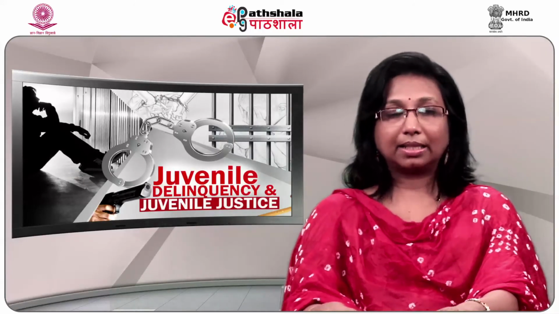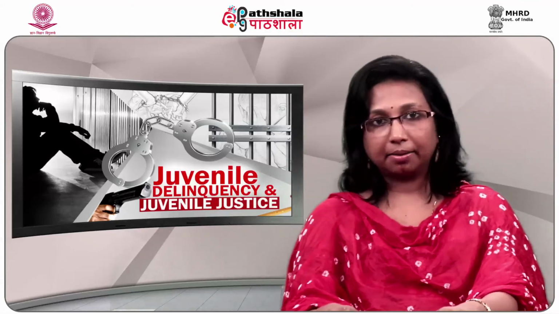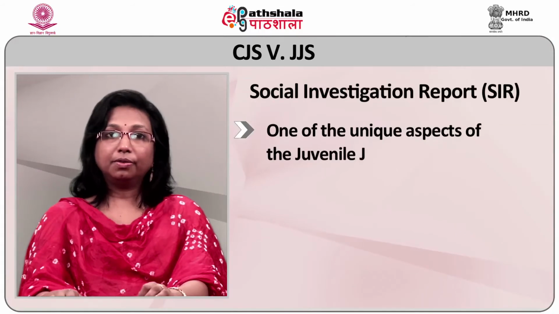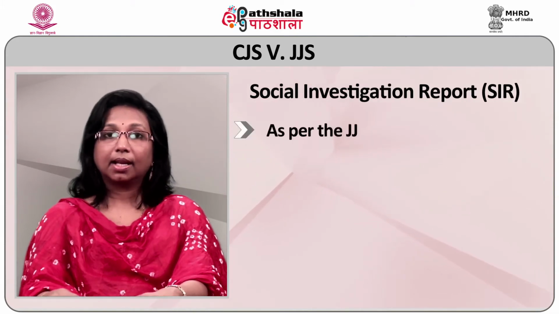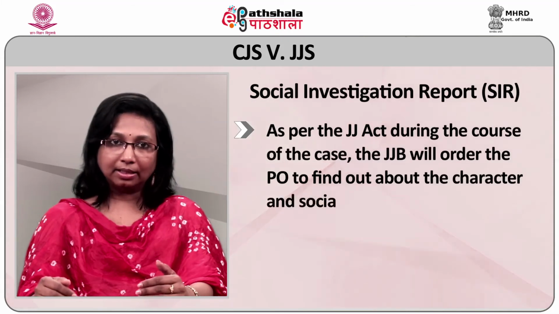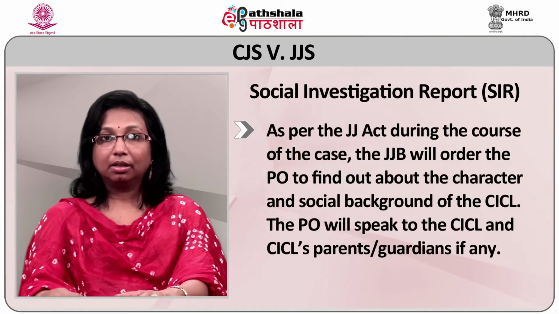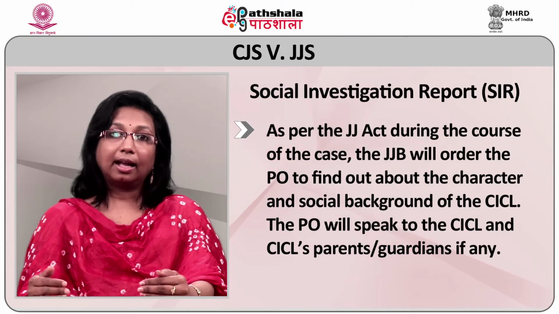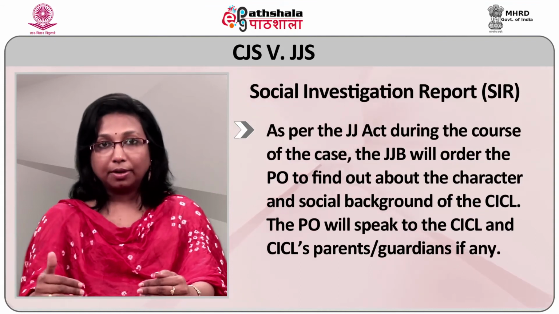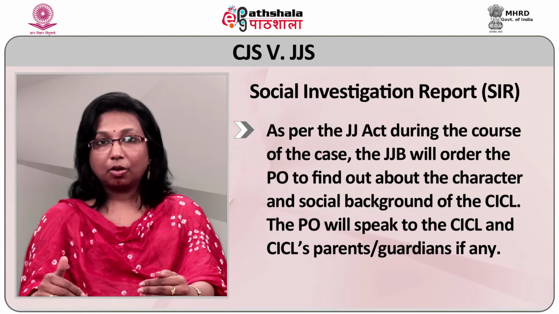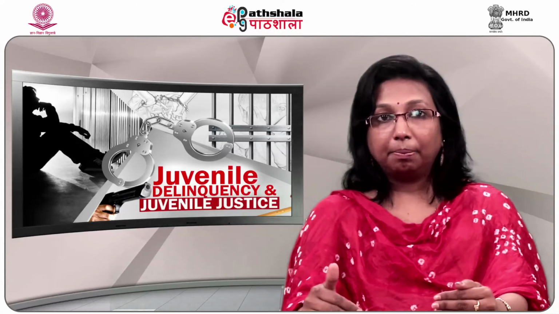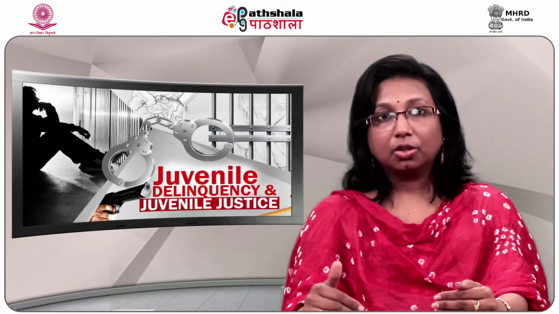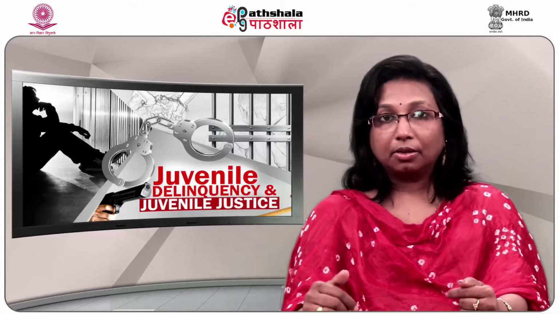Now let us look into the aspect of the social investigation report, better known as SIR. The social investigation report is one of the unique aspects of the juvenile justice system, which is lacking in the criminal justice system. As per the JJ Act, during the course of the case, the JJB can order the PO to find out about the character and social background of the child in conflict with law. The PO will speak to the child and the child's parents and guardians, if any. The PO can also take the opinion of professionals or experts, and will then present a report called the social investigation report. This is submitted to the JJB.